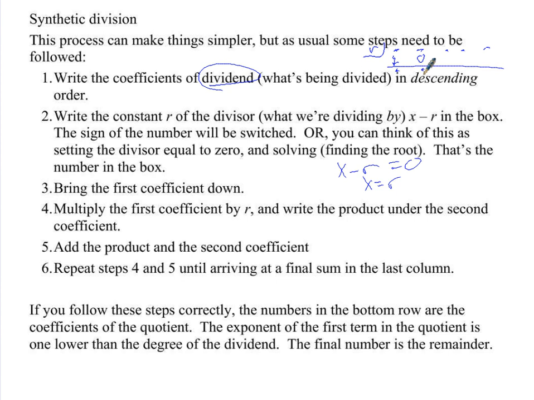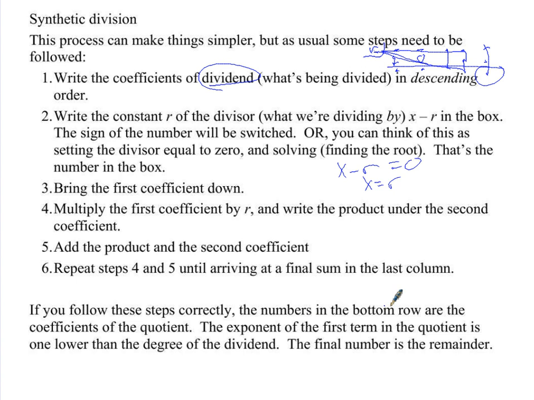So I'll add these two together, take this number, multiply it times that, write the answer there, add. Take this number, multiply it times that, add it to this number, write it there, add. Take this number, multiply it times that, write it down right there, add. Once I'm done with all of the coefficients, then the division problem itself is done.